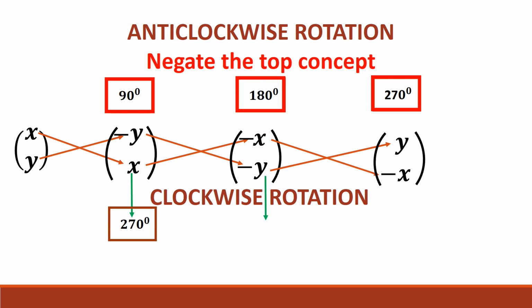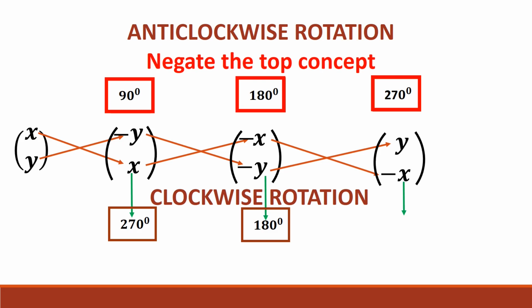Also, we stated that 180 degrees anticlockwise rotation will produce the same result as 180 degrees clockwise rotation, meaning they are going to have the same formula. So that implies that 180 degrees clockwise rotation will have the formula (negative x, negative y).